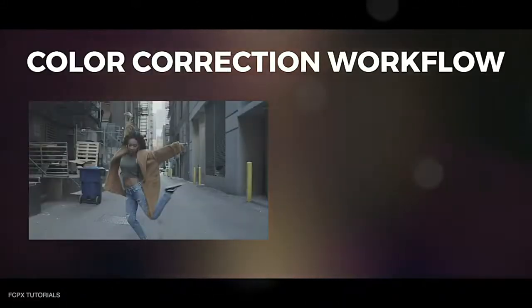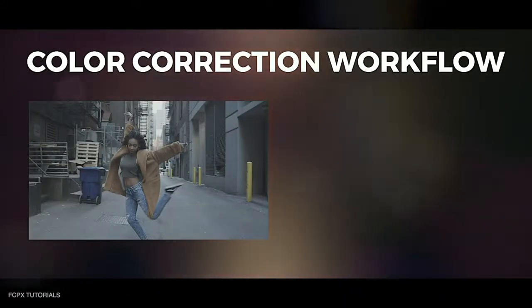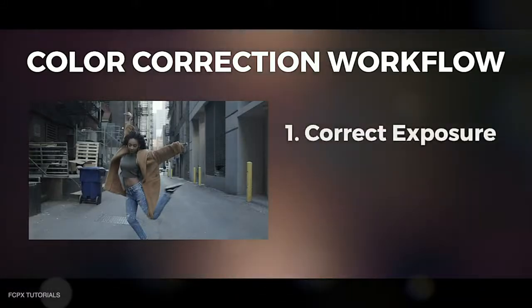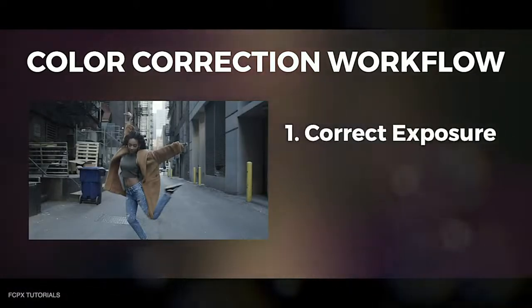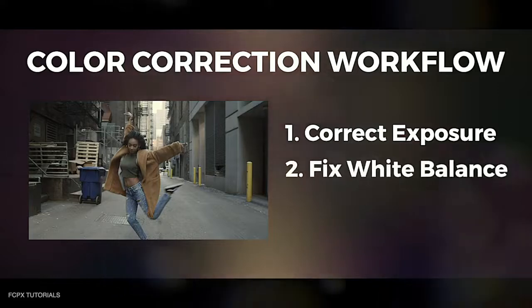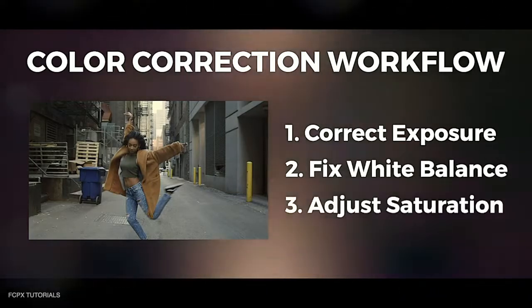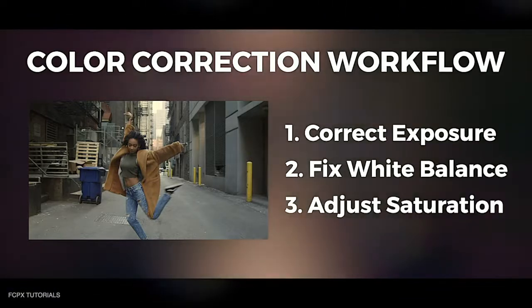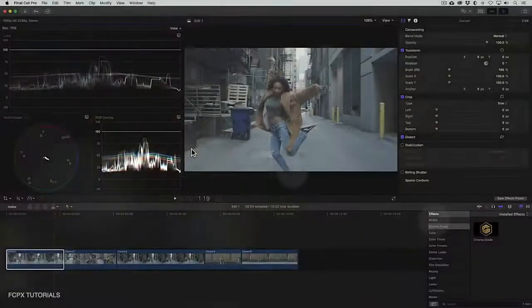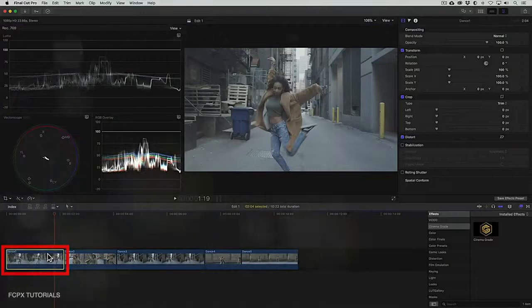Here's a simple but powerful workflow for color correction. We first correct the exposure or brightness of the image. Second, the white balance or color temperature if there are any issues. And lastly, the saturation by either increasing or reducing it. This will make more sense as we actually do it. I'll choose this clip as our hero shot.